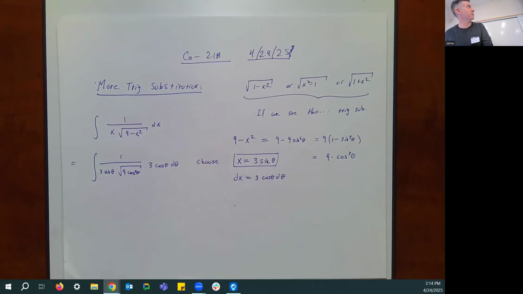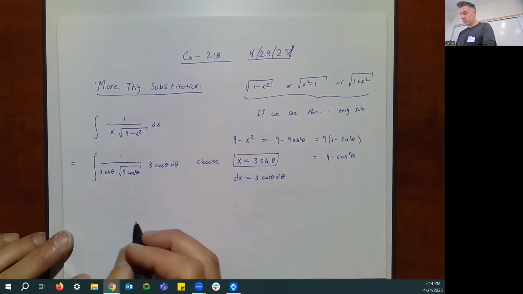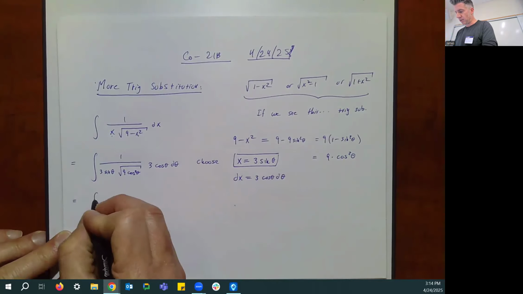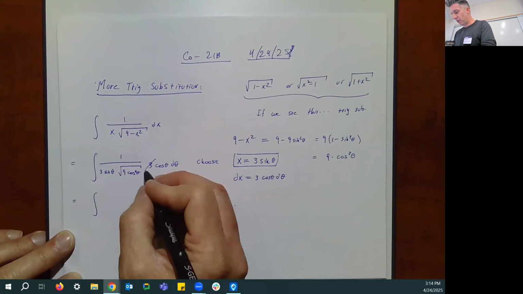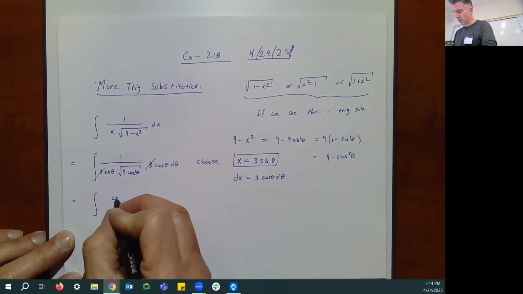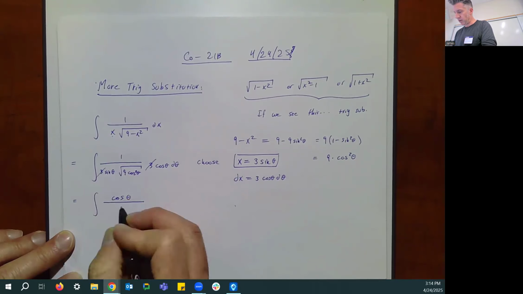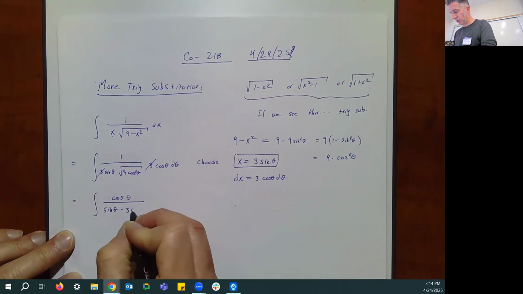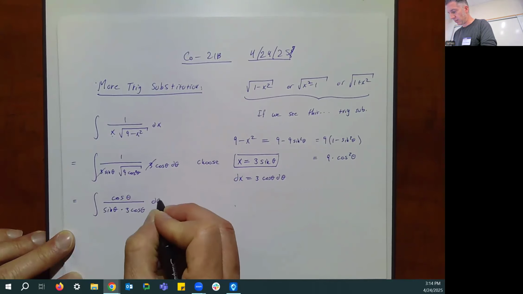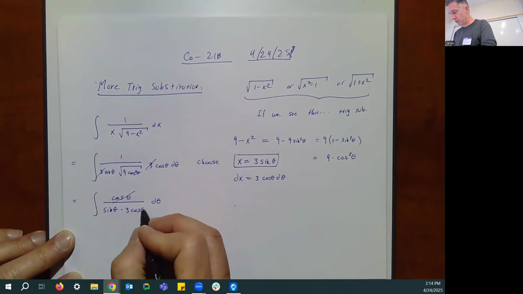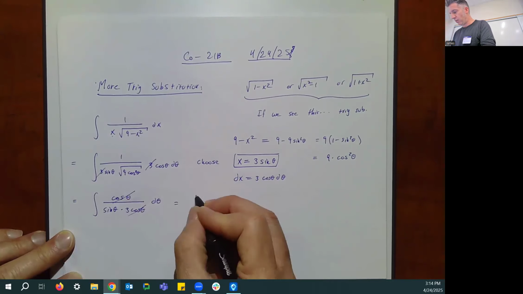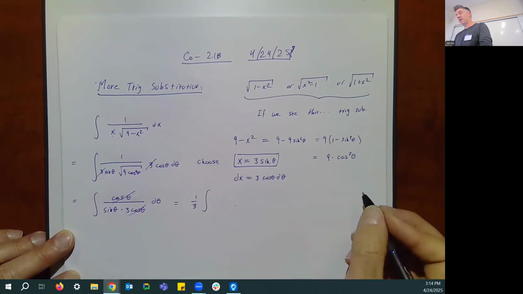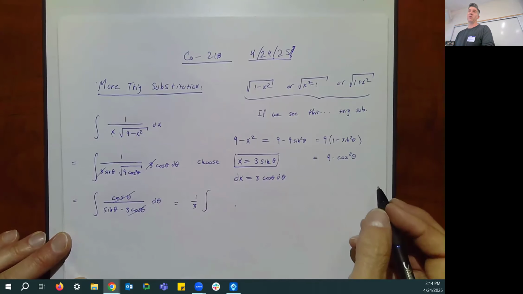That square does not look great. Sorry about that. Simplifying, we get, well, I can cancel a 3. I get cosine theta divided by sine theta times 3 cosine theta d theta. Canceling a cosine theta, I get 1/3 the integral of, instead of writing 1 over sine, I'm going to write cosecant.